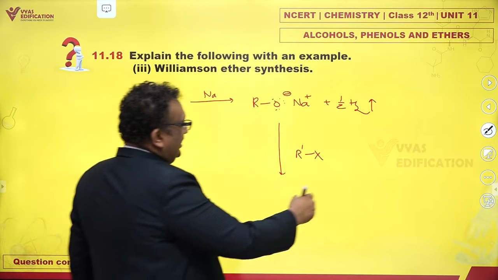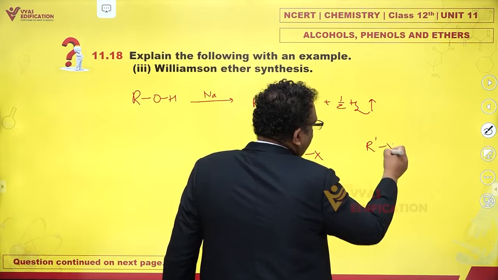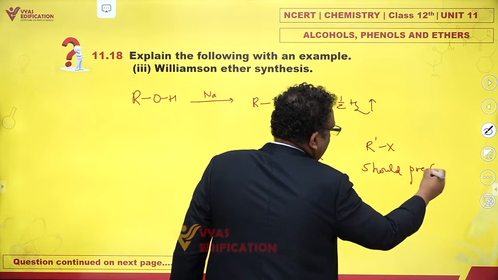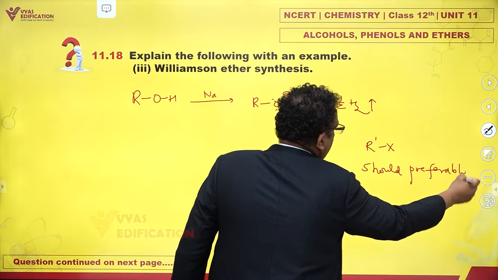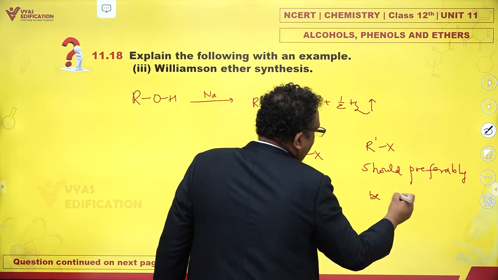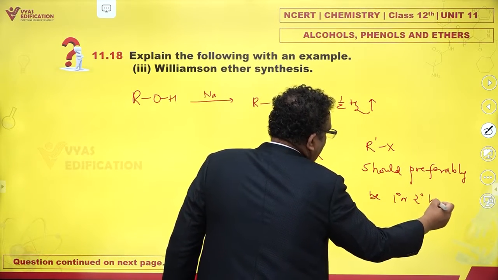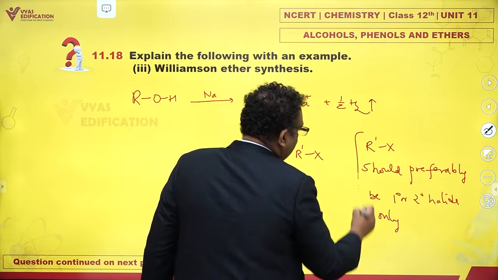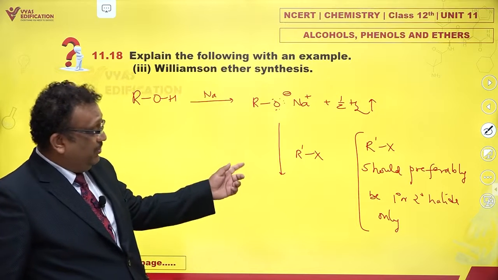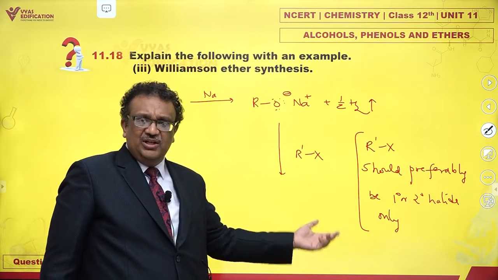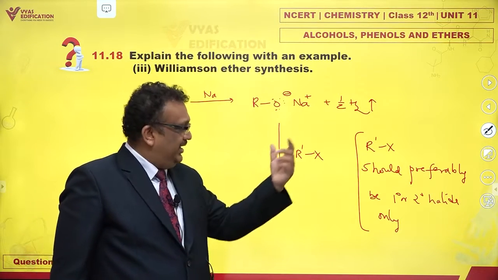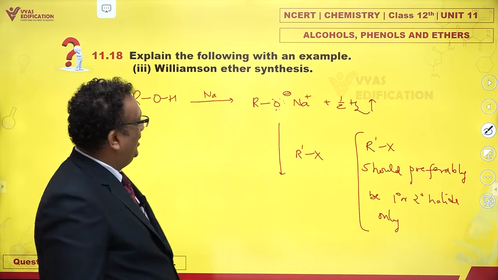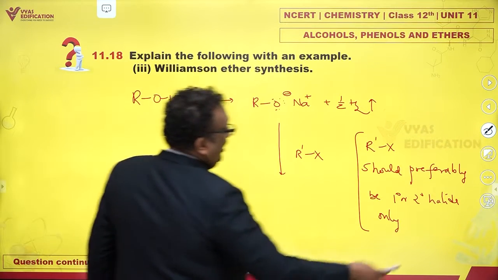And R-X should preferably be a primary or secondary halide only. Why? Simply because this reaction goes by the SN2 mechanism, and SN2 mechanism is good only for primary and secondary alkyl halides.